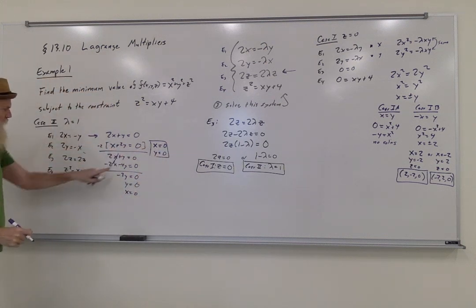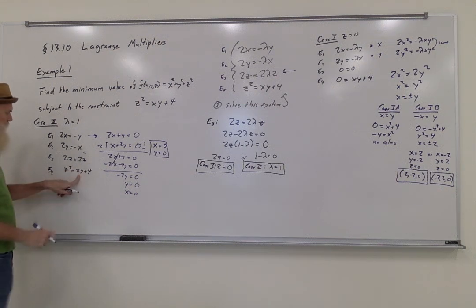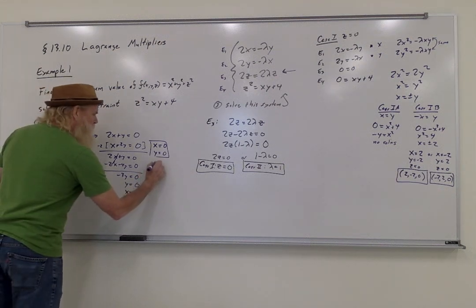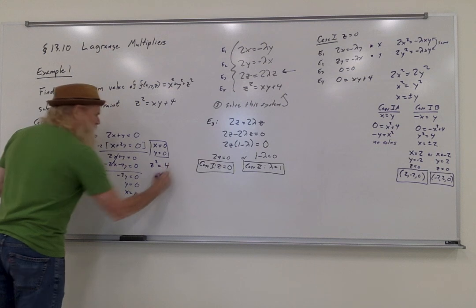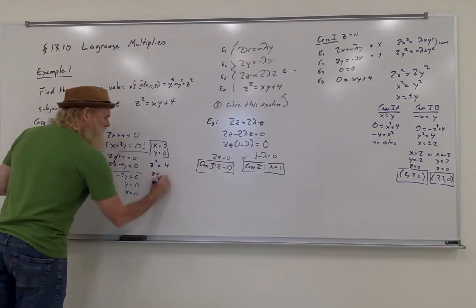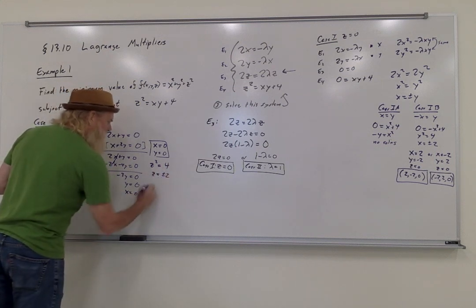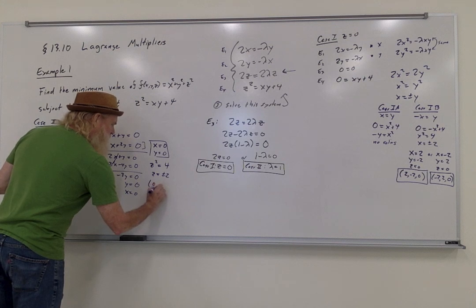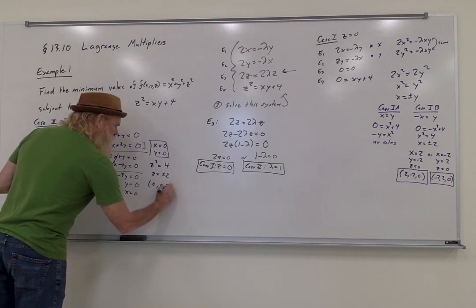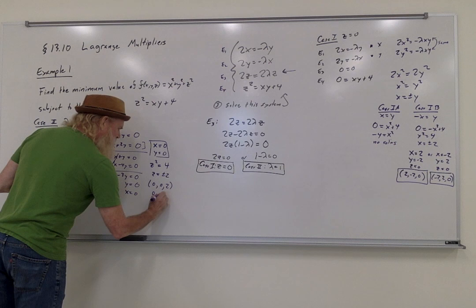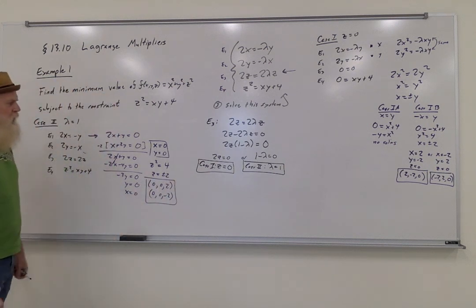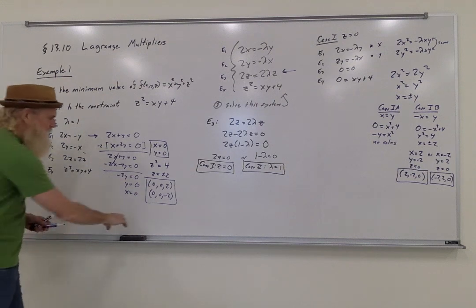So in case 2, x and y both have to equal 0. To find out what z equals, let's substitute into the bottom equation. X and y are both 0, so z squared equals 0 plus 4, meaning that z is equal to plus or minus 2. So two solutions here, 0, 0, 2, and 0, 0, negative 2. And those are the two solutions that come out of case 2.